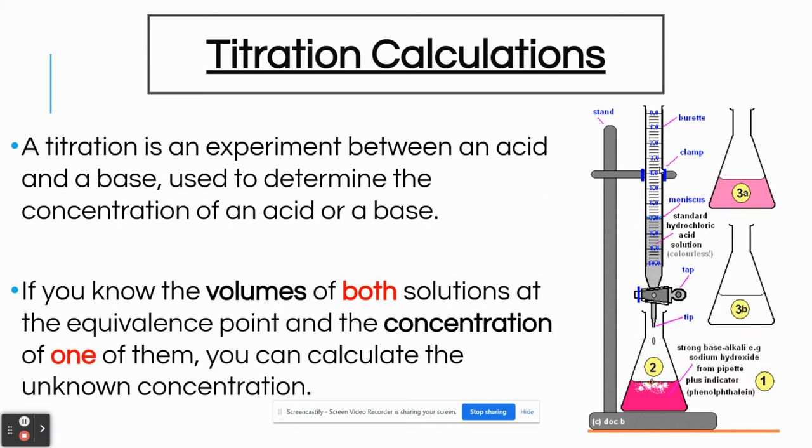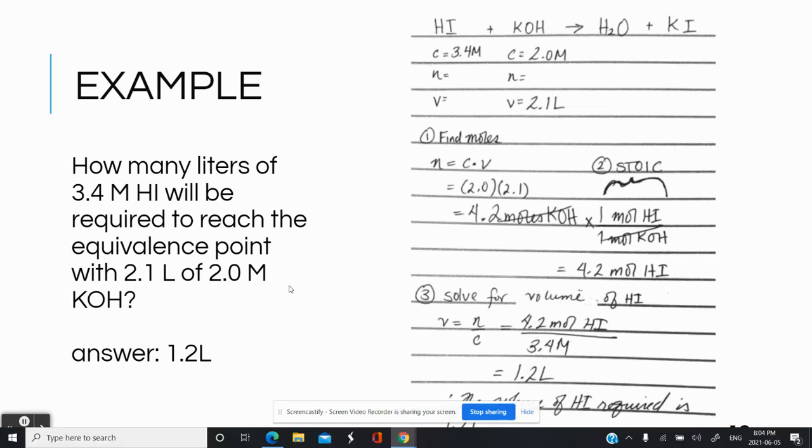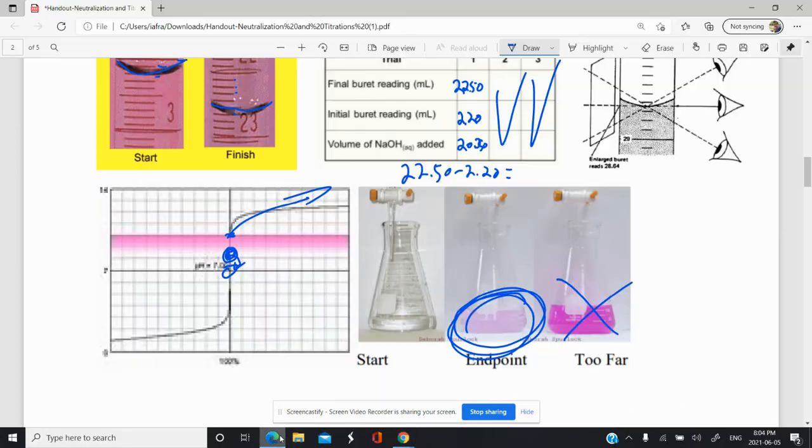So we have our burette here, and we have our flask here, and we're trying to figure out the concentration of what's in this flask. So let's go ahead and do some sample problems together. We'll start off with the first question here. How many liters of 3.4 molar HI will be required to reach the equivalence point with 2.1 liters of 2.0 molar KOH? So let's go ahead and solve that problem on our handout.